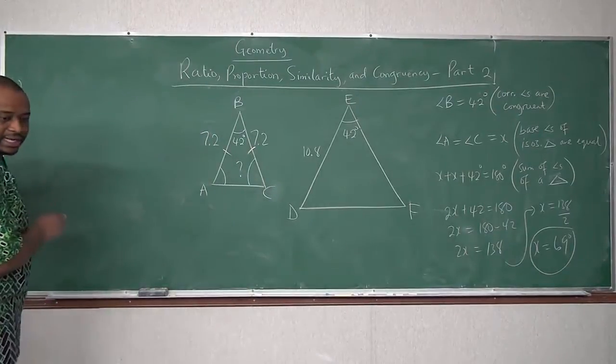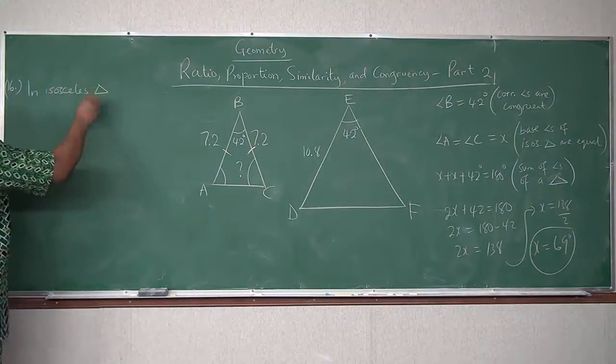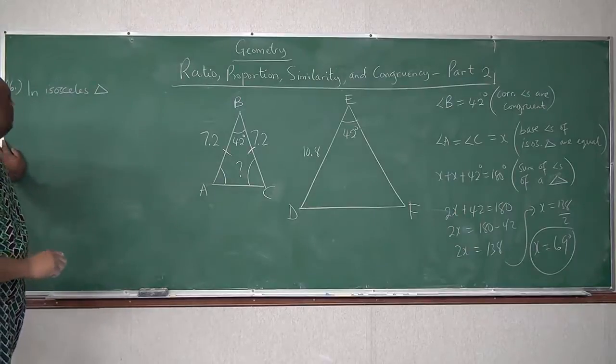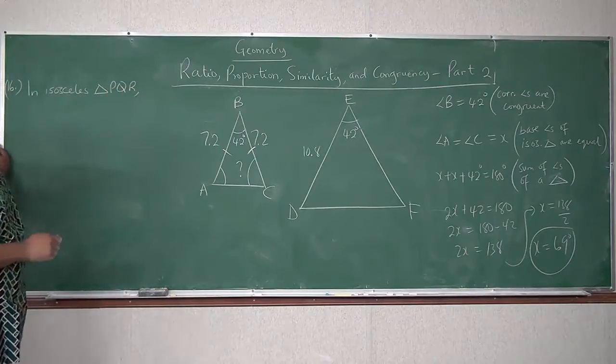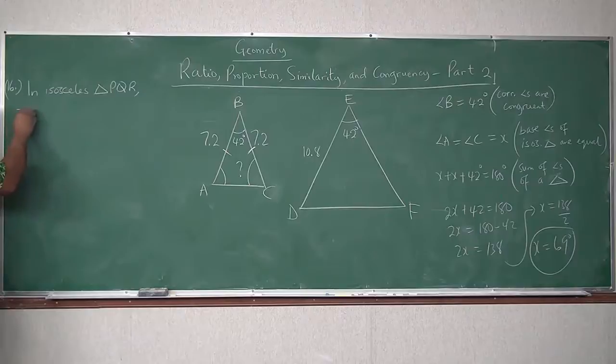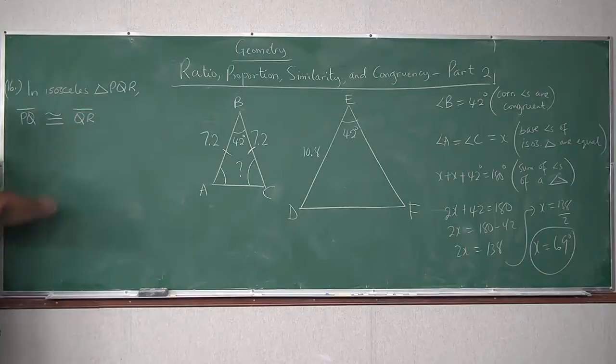It says here, in isosceles triangle PQR, line segment PQ is congruent to line segment QR. The measure of angle P is 54 degrees. What is the measure of angle Q? Find angle Q.